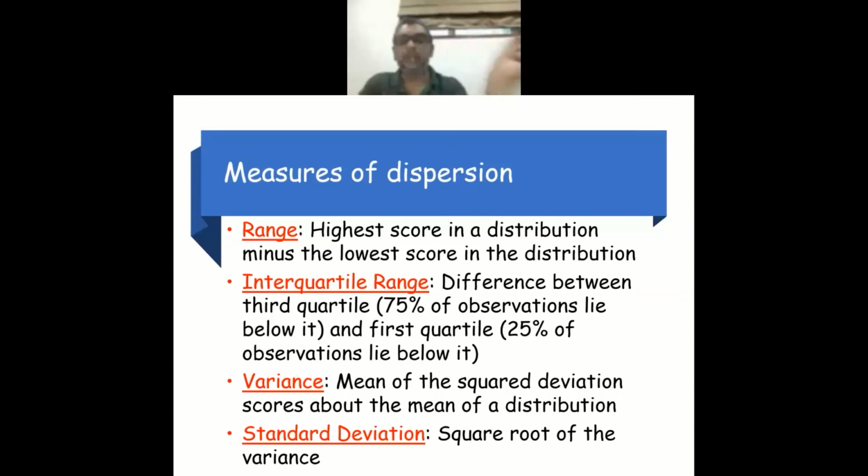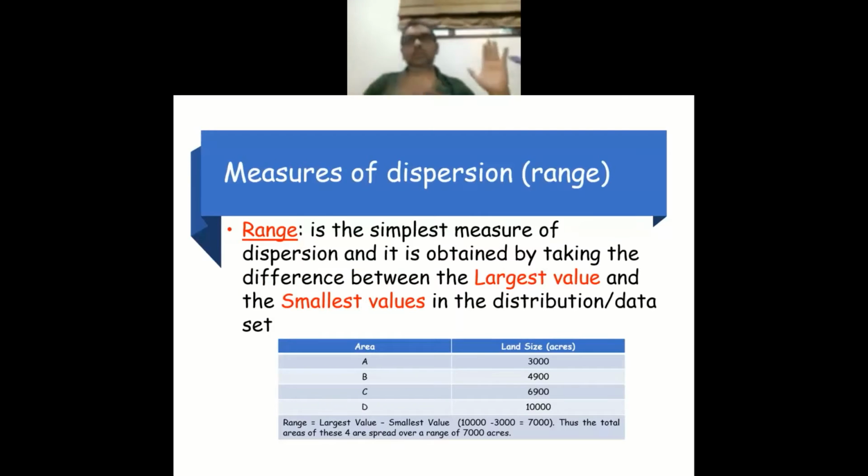Okay, variance, mean of squared deviation scores about the mean. Okay, so he's looking at the mean kat situ. And the standard deviation is the square root. Okay, example kat sini, range.